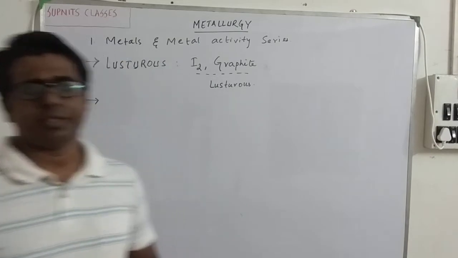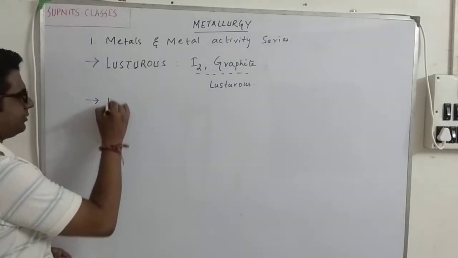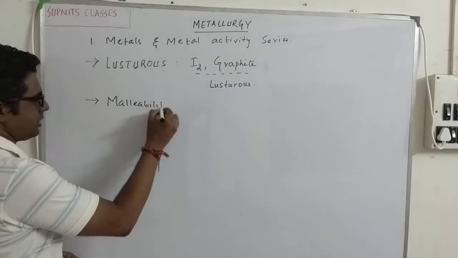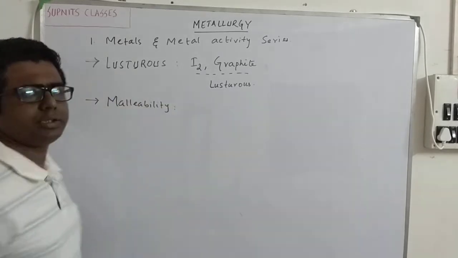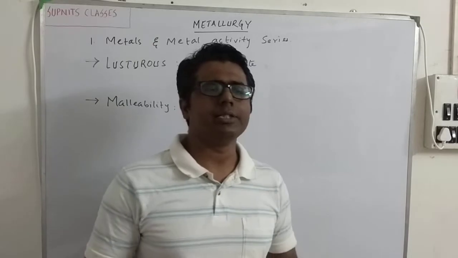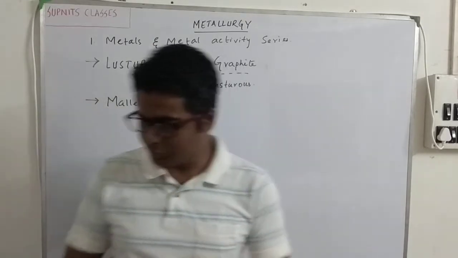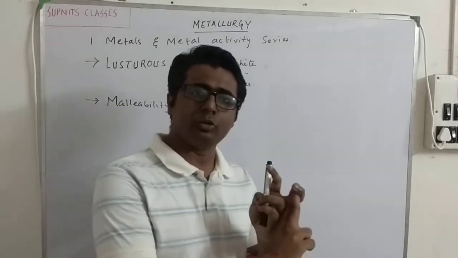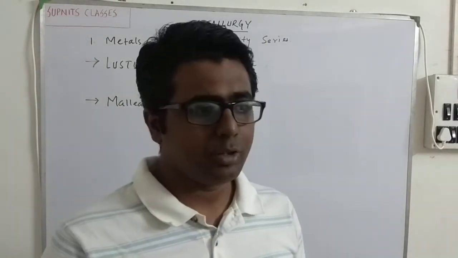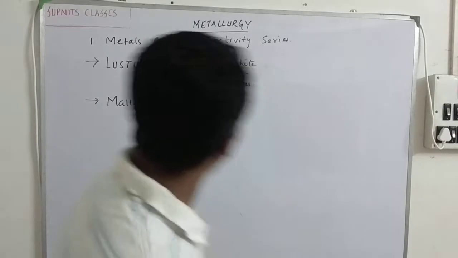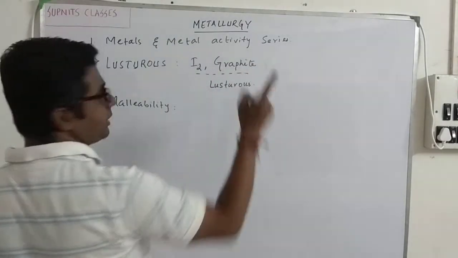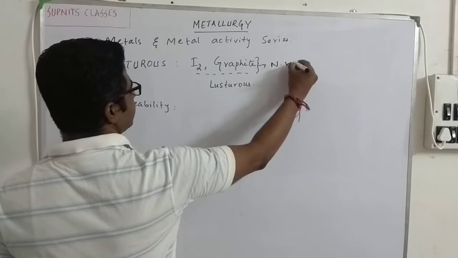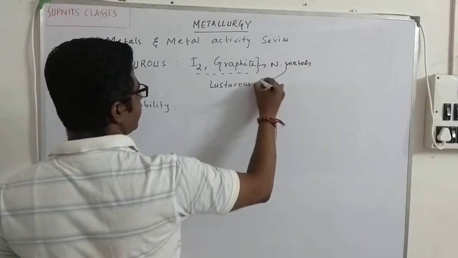Number 2 property. Number 2 is malleability. Metals are generally malleable. Malleable means whatever can be beaten into sheets is basically malleable. Now I have to find out, again I will go to the exceptions. What are the metals which are not malleable? So the exceptions over here, remember these are non-metals which are lustrous.